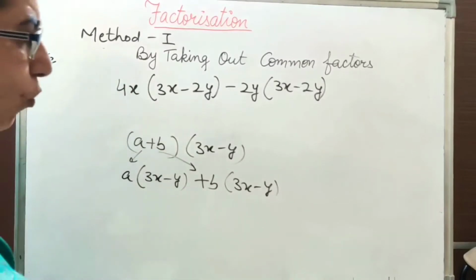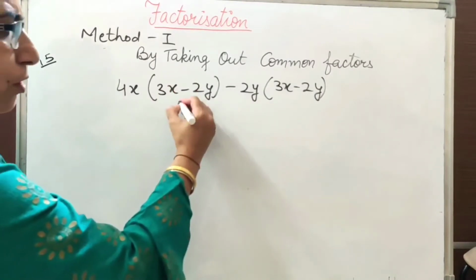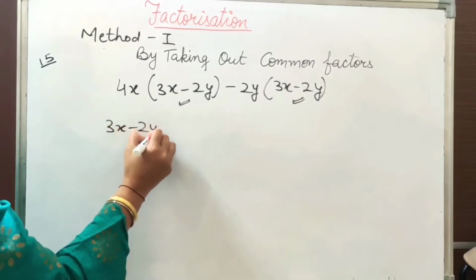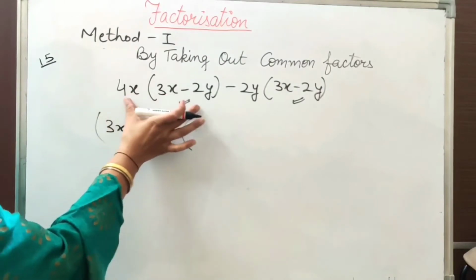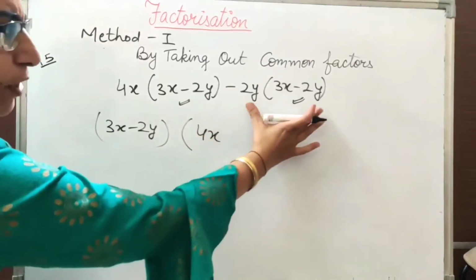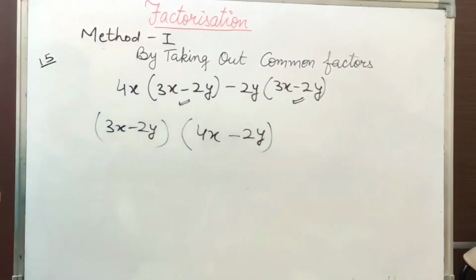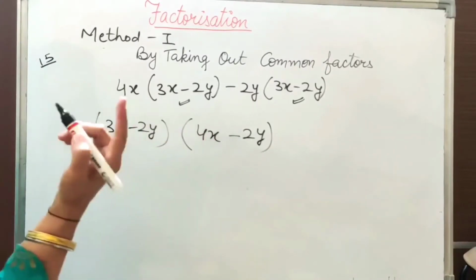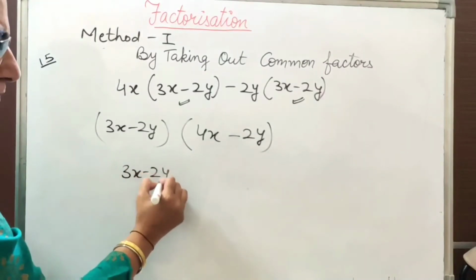So from here, how do we get the common factors? One way is, 3x minus 2y, 3x minus 2y, this bracket is common. We can take out this bracket, 3x minus 2y, and what is the quotient? When the first term is divided by this common factor, we will get 4x as quotient, and when we divide the second term by this common factor, we will get minus 2y as quotient. Now in this bracket again we can take out 2 as common factor. So finally we will get this.